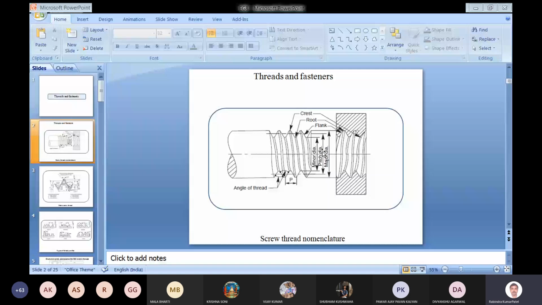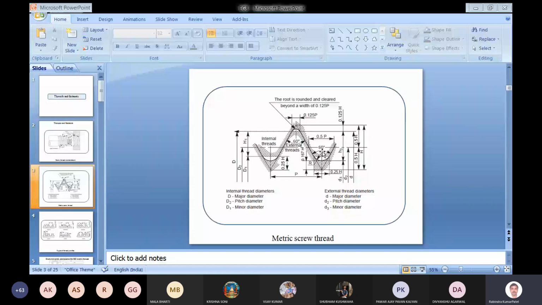There is a figure which mentions the two types of threads: internal thread and external thread. Here, this one is the external thread, which is shown by some hatching lines, and the above one is shown as internal thread. So here two threads are shown. Its specifications in terms of pitch have been mentioned, and other diameters also.